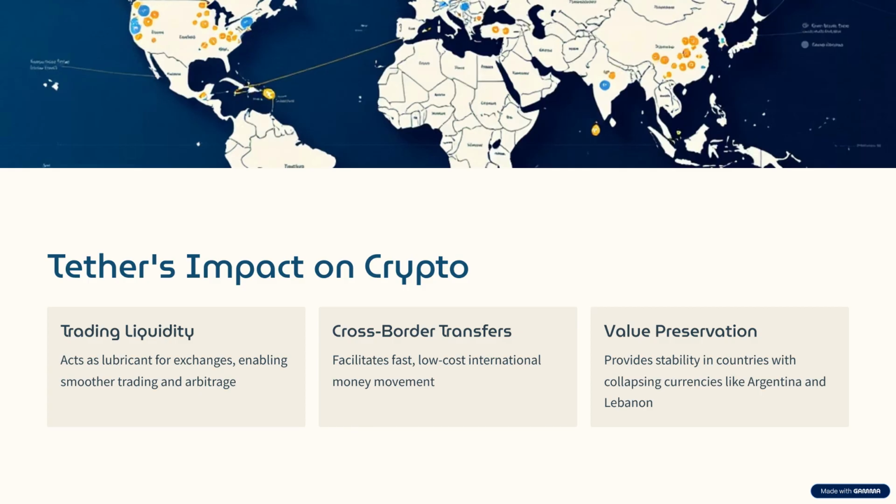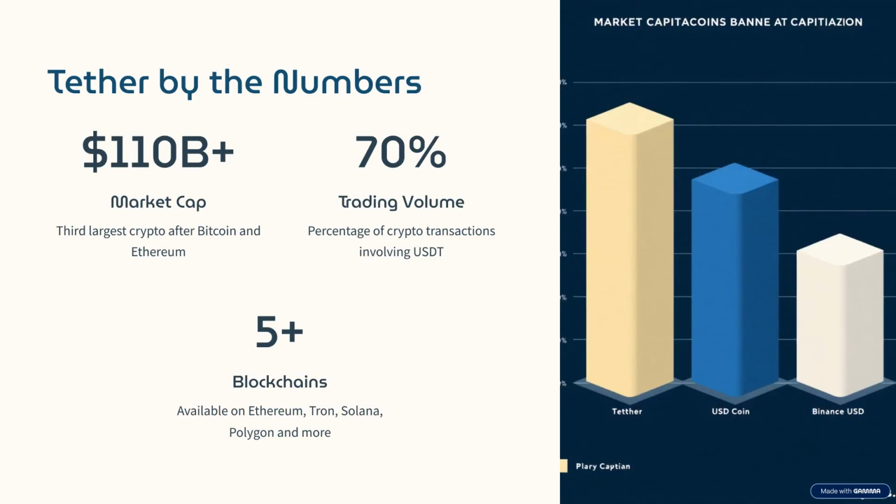Let's talk tokenomics. USDT doesn't operate like Bitcoin or Ethereum. There's no mining, no hard cap, no staking. The supply grows or shrinks on demand when users deposit or redeem real dollars with Tether Limited. The key metric isn't the tokenomics, it's the reserves.